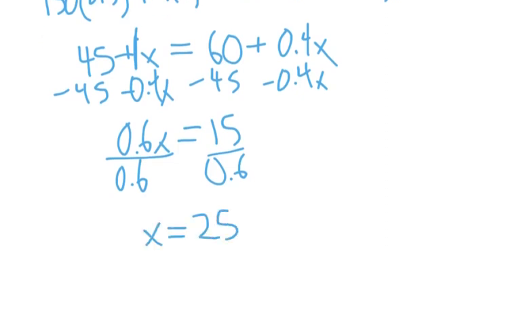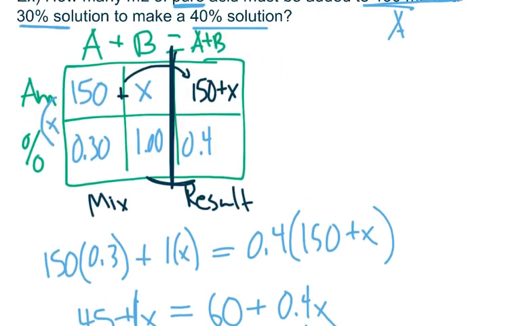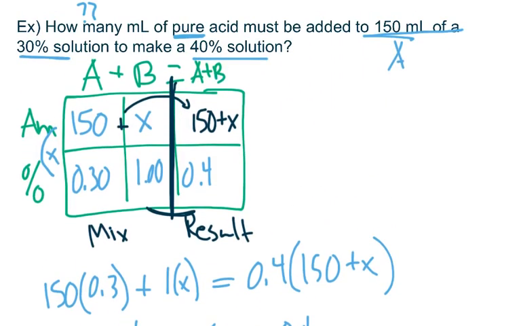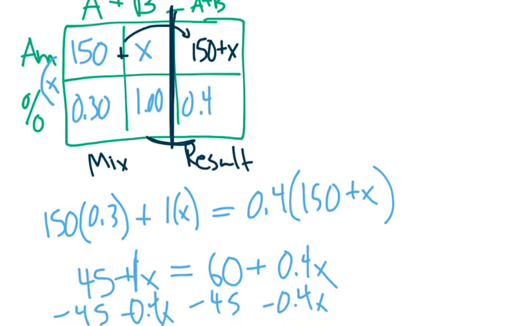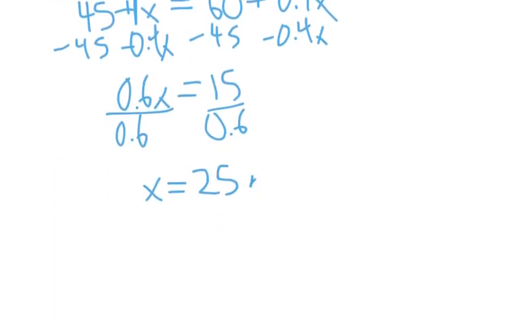25. Now I got to answer the question, which is, how many milliliters of pure acid? Well, go back down here. That's going to be 25 milliliters of pure acid that needs to be added.